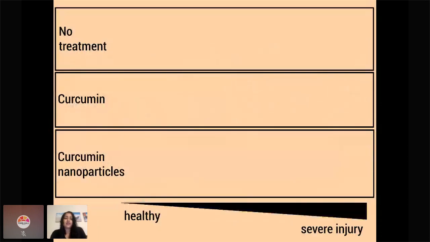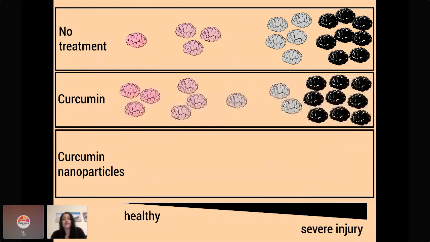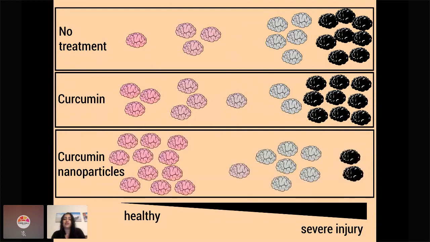So when we had these birth asphyxia brain injured rats and gave them no treatment, you can see that most of the brains ended up with really severe brain injury. After treating them with just curcumin, you can see that that didn't really do much. Still, most of the brains looked like they had really severe injury. However, after treating these animals with curcumin nanoparticles, we totally flipped the distribution of injury that we saw. In fact, a significant fraction of the animals in this group actually looked like they had totally healthy brains. So this was a really exciting and significant result for us.